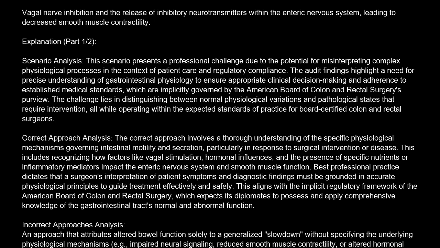The correct answer is B, vagal nerve inhibition and the release of inhibitory neurotransmitters within the enteric nervous system, leading to decreased smooth muscle contractility. Explanation. Scenario analysis. This scenario presents a professional challenge due to the potential for misinterpreting complex physiological processes in the context of patient care and regulatory compliance.